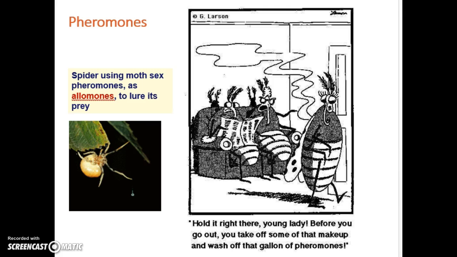Here, this is just kind of a funny cartoon on the use of pheromones. But sometimes animals use pheromones in a way that they're not really intended to be used. They're actually used as a way to lure a prey. So the spider will use a moth sex pheromone. So it will release the moth sex pheromone to lure a moth to its web so it can eat it. And the use of a pheromone in this way is called allomones.